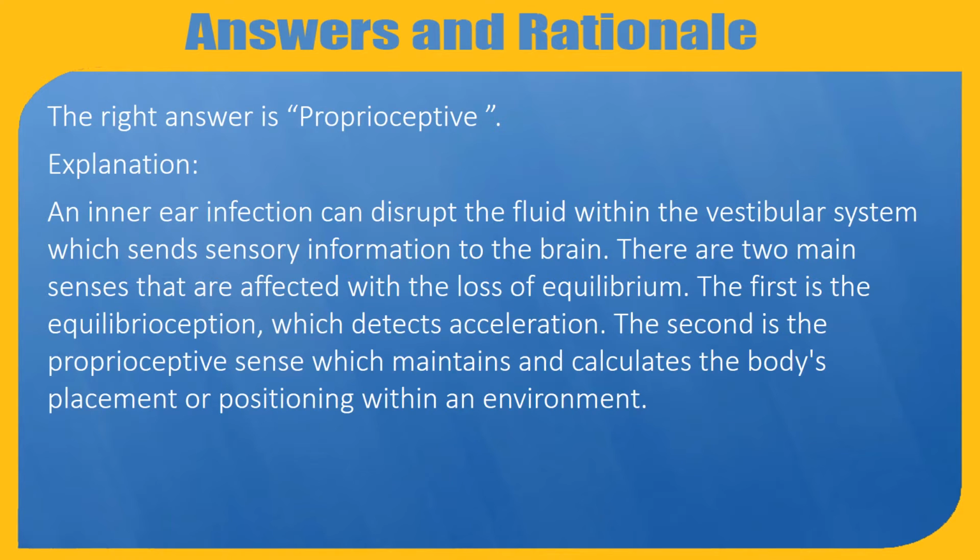Explanation: an inner ear infection can disrupt the fluid within the vestibular system which sends sensory information to the brain. There are 2 main senses that are affected with the loss of equilibrium. The first is the equilibrioception, which detects acceleration. The second is the proprioceptive sense, which maintains and calculates the body's placement or positioning within an environment.